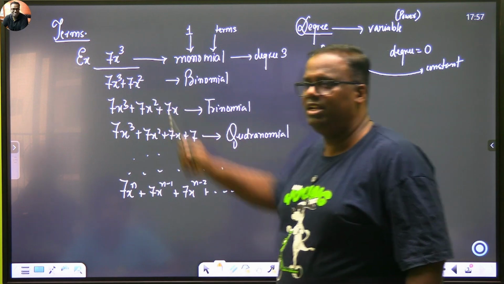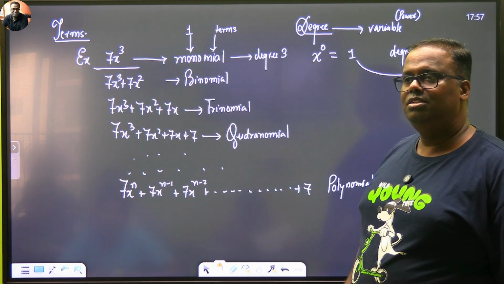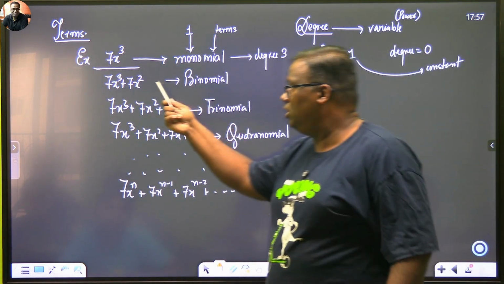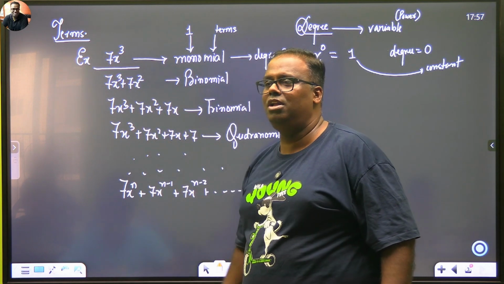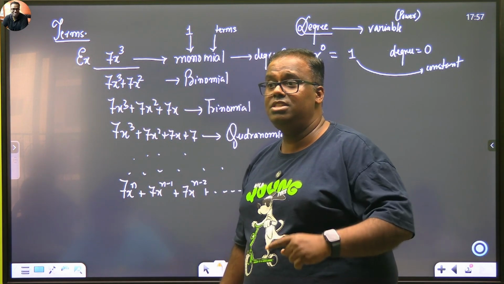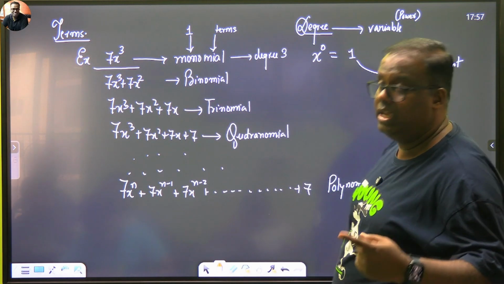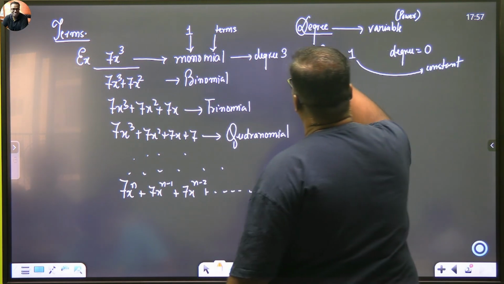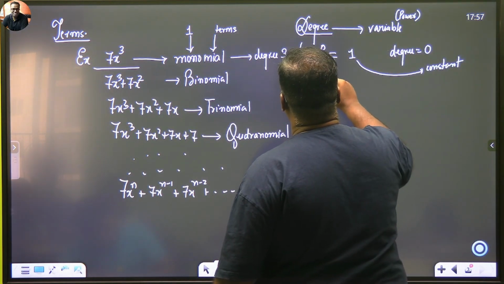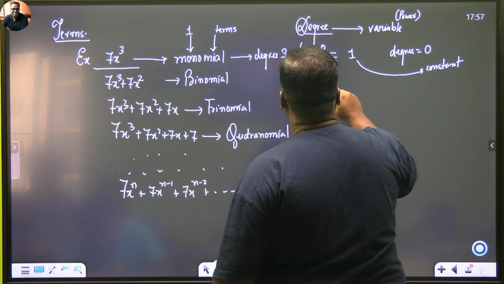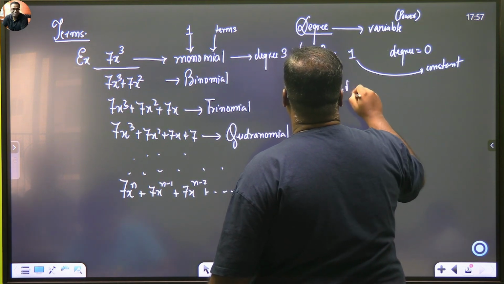What do you see as the degree in the next one? 3. Because you have got a 2 and you have got a 3. Who is bigger? 3 is bigger. Degree means the highest power of the variable. Degree stands for the highest power of the variable.